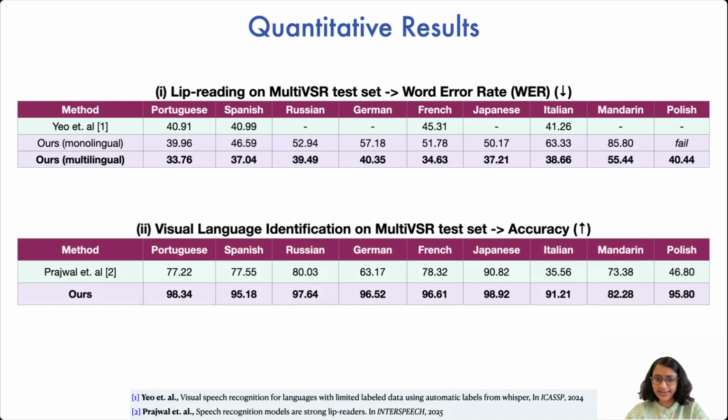Now, for the second task of visual language identification, we report the accuracy of identifying the language from lip movements. Notably, we do not train a separate model for this task. Instead, it is learned jointly during the lip reading training process. Again, in comparison to the existing work, we can see that our joint model achieves a very high accuracy across all languages.